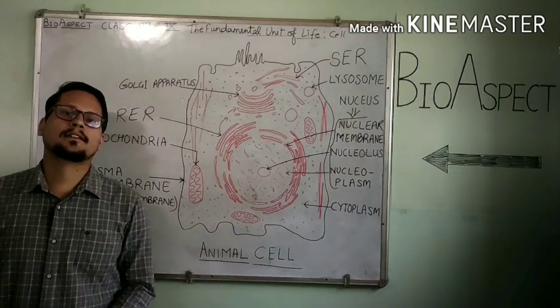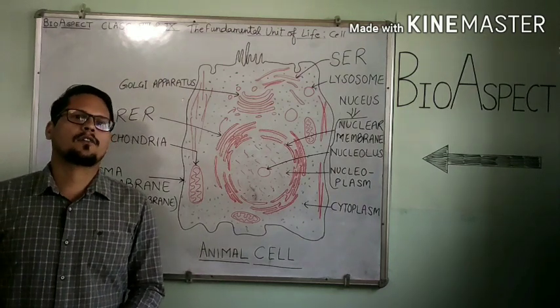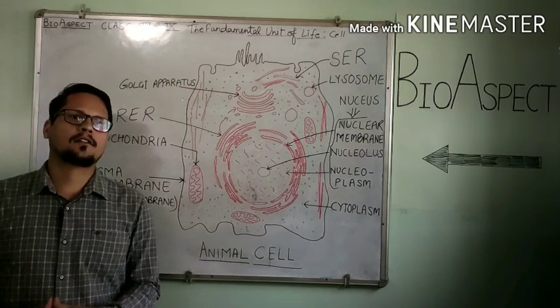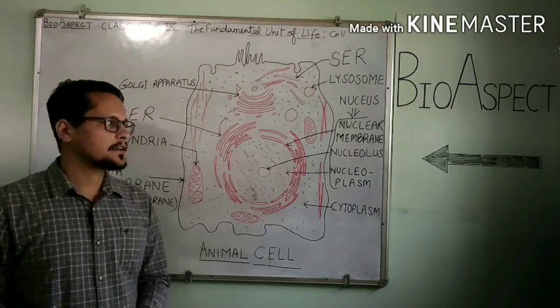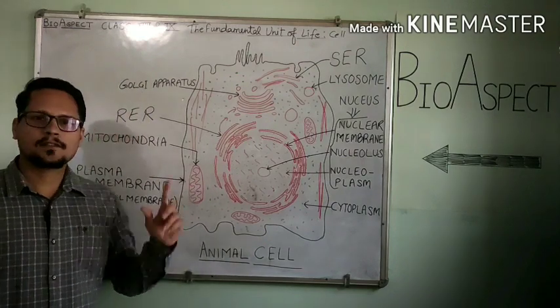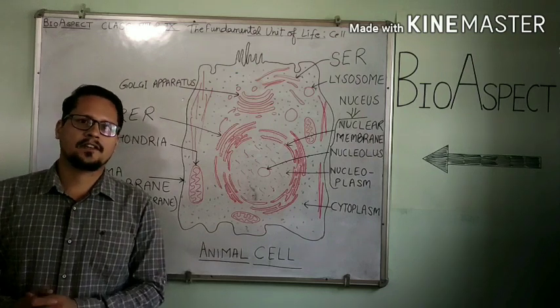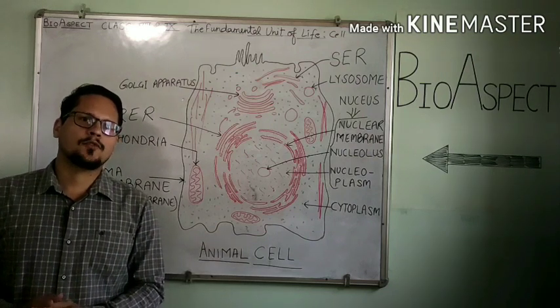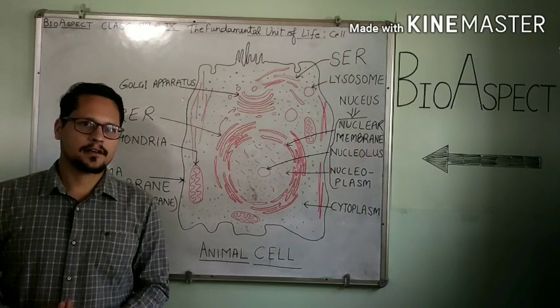Now the question arises, what is diffusion? Diffusion is the movement of substances from a higher concentration region to a lower concentration region. Alright, and in the case of water, the movement is called osmosis, in which water molecules move from a higher concentration to a lower concentration region.